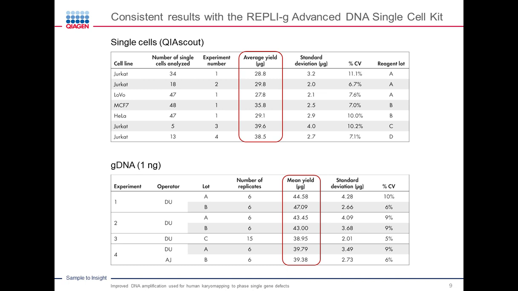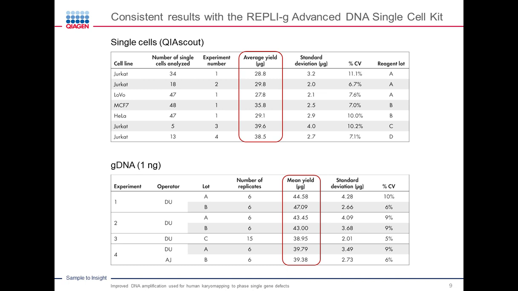You can see here that the average yield when starting with a single cell was anywhere from 25 up to almost 40 micrograms of DNA with a very low coefficient of variation. Reagent lot over here refers to different reagents or lot sizes of our REPLI-g Advanced DNA kits, showing you that as we manufacture different lots, we get consistent yield, at least enough yield to go through and do microarray and NGS analysis.